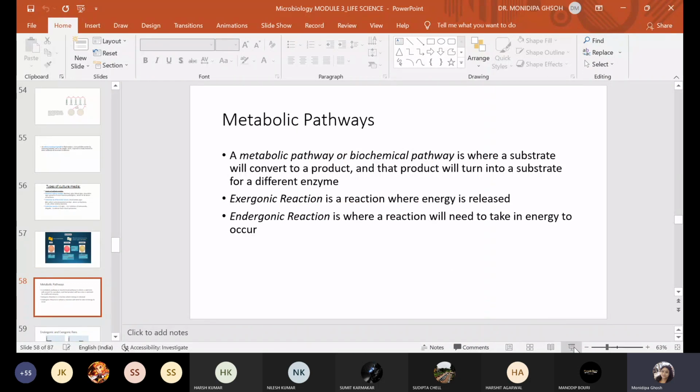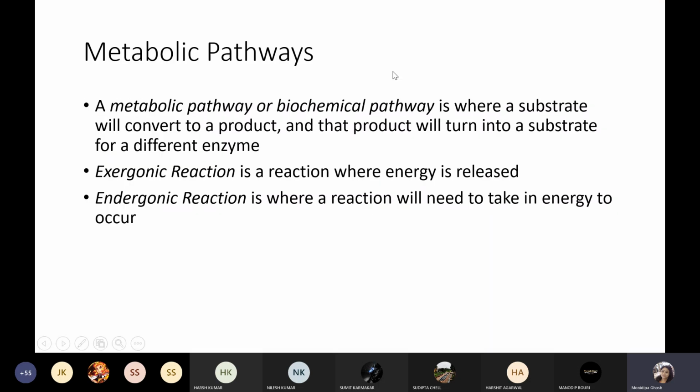The metabolic pathway, or the biochemical pathway, is where a substrate is converted to a product, and that product turns into a substrate for a different enzyme. Sometimes it is a cyclic pathway, where one enzyme acts over a substrate, that substrate is converted to a product, and that product turns into another substrate with the help of another enzyme. So a chain-like reaction can happen.